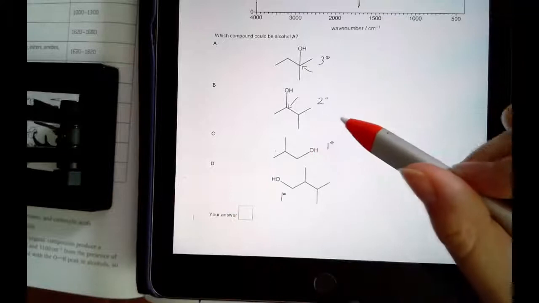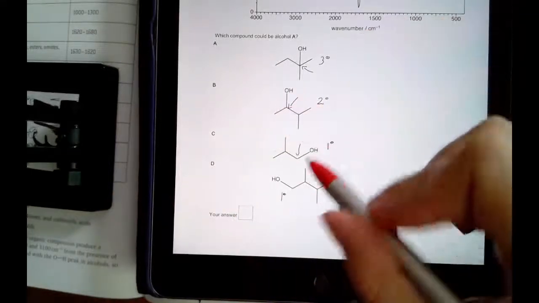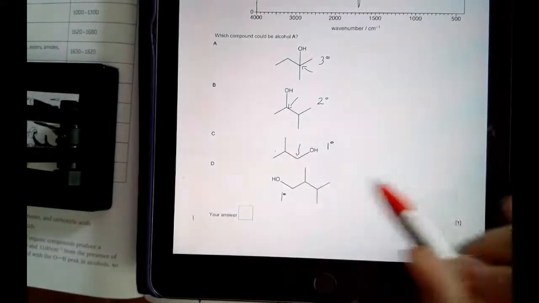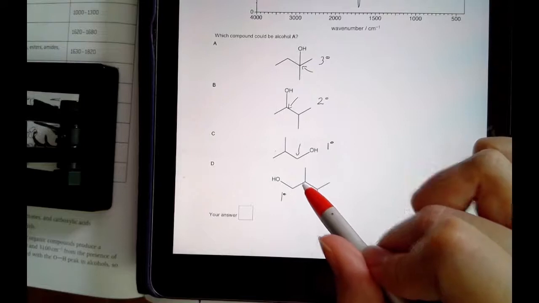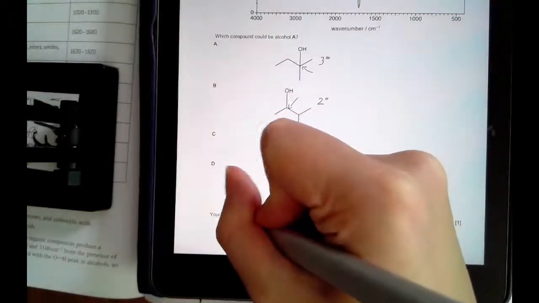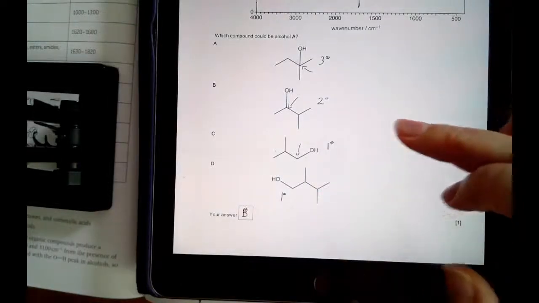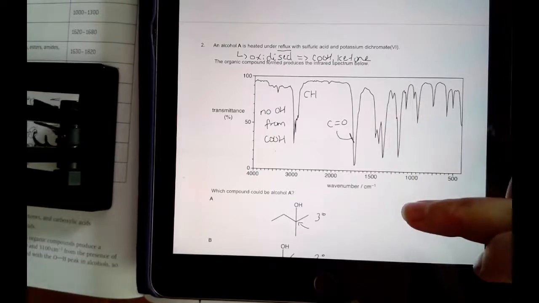So at the moment I'm leaning towards B as my answer. Then I've got C, this is the carbon I'm focused on, and it's bonded to just one other carbon, so it's primary. And then down here, this is the carbon the OH is bonded to, just one other carbon, so it's also primary. And that must mean that your alcohol is B, a secondary alcohol, because your product after oxidation is a ketone.